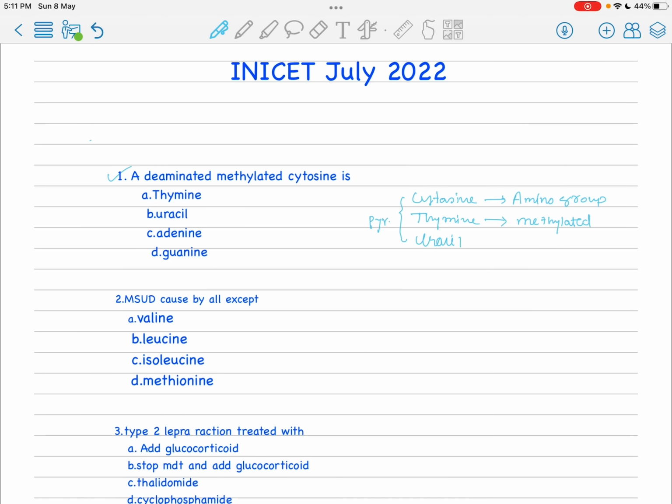So as they mentioned, deaminated methylated cytosine, there is no ring attachment, so we can easily rule out adenine and guanine. Now, methylated cytosine but deaminated: if we remove the amine and add the methyl group, this leads to thymine. So the answer should be thymine.